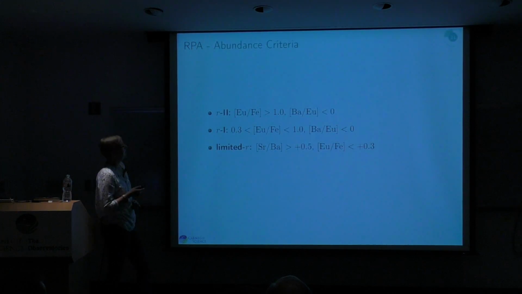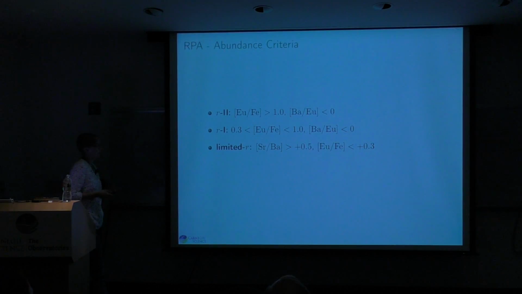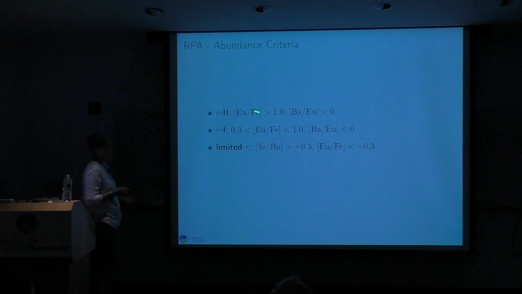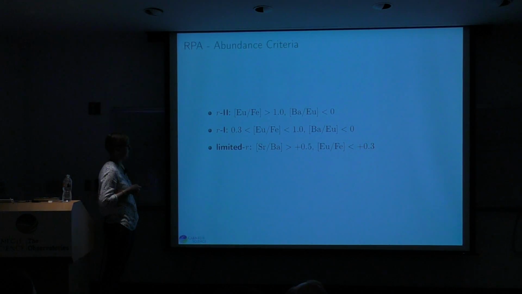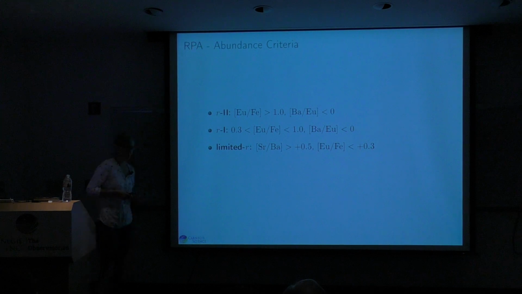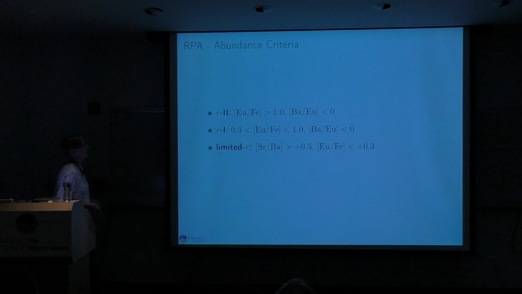And then our abundance criteria for labeling these stars is, of course, the R2 label that I told you about earlier, and the R1. But then we also defined a label which is called the limited-r stars. And these are the ones that have large enhancement in the light neutron-capture elements, but not exactly in the heavy ones. So with this class, we hope to probe this light R-process that we know is there, but we don't really know that much about. So we hope to learn more about it from these limited-r stars.